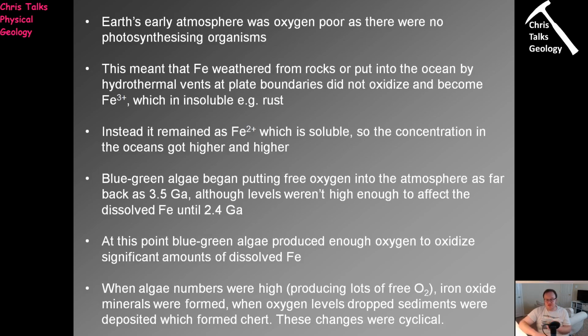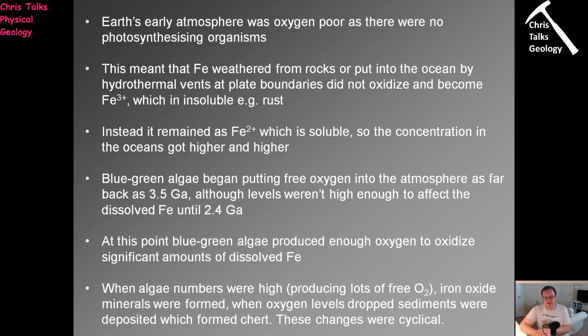Maybe the chert layers represent fall and winter, where the weather's a bit harder, the amount of blue-green algae is lower, and so there's less oxygen being produced. So there are fewer iron oxide minerals forming, and that means you end up with a layer that's dominated by sediments, and those sediments will get turned into chert later.